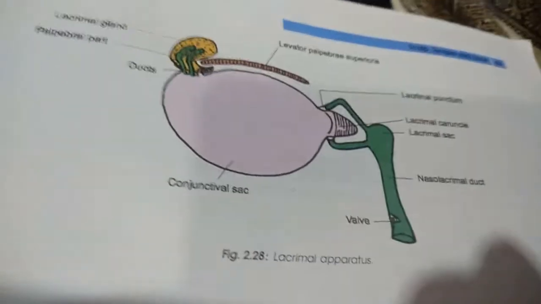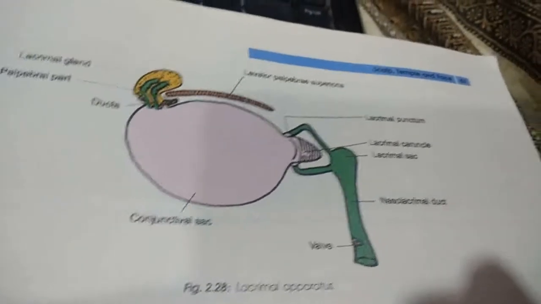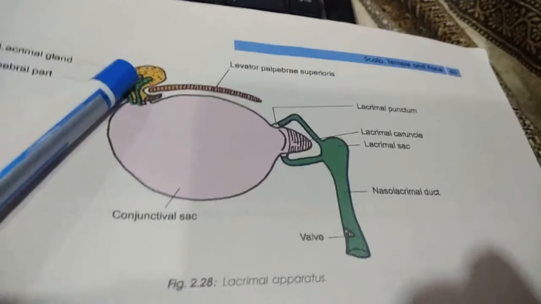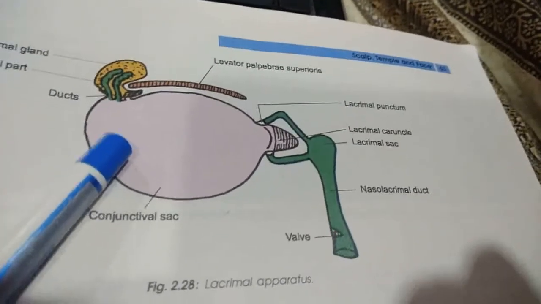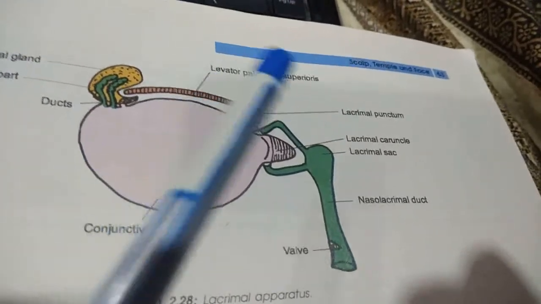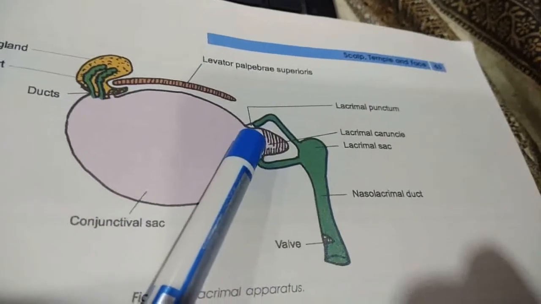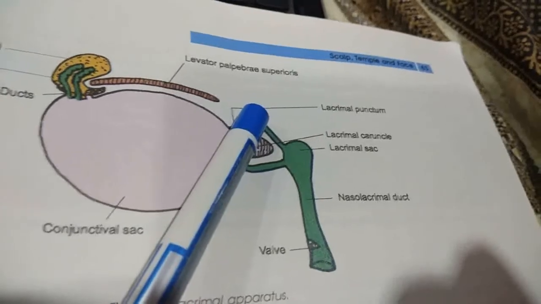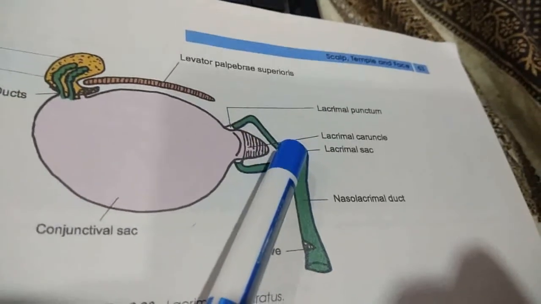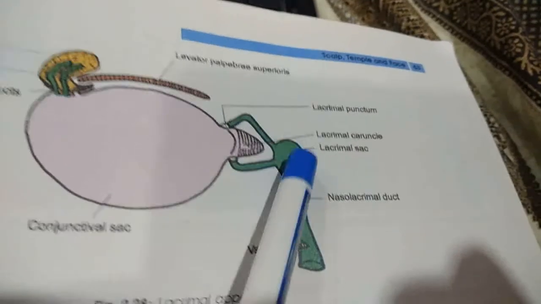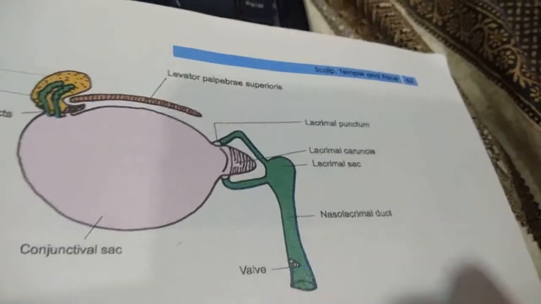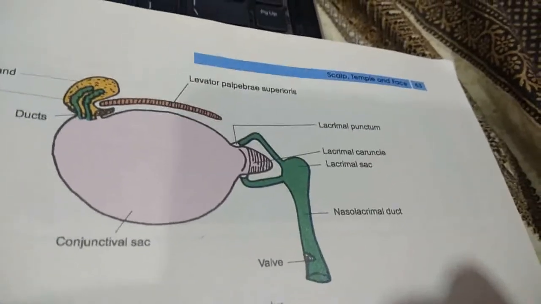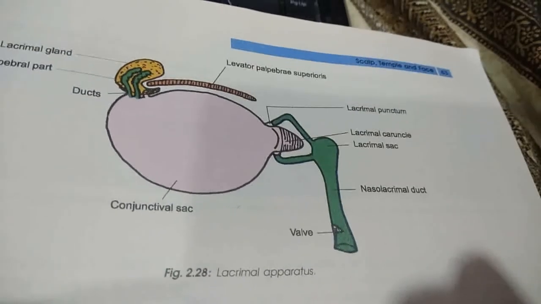This much is about the lacrimal apparatus, having the lacrimal gland, conjunctival sac, and lacrimal puncta, which are the openings onto the lacrimal canaliculi. The canaliculi have a vertical part and a horizontal part. Then the lacrimal sac and nasolacrimal duct. This much is about the lacrimal apparatus.